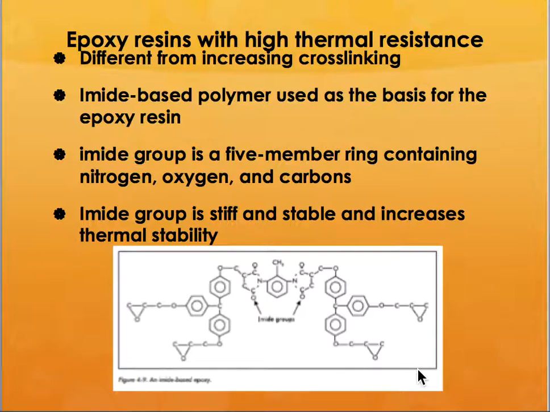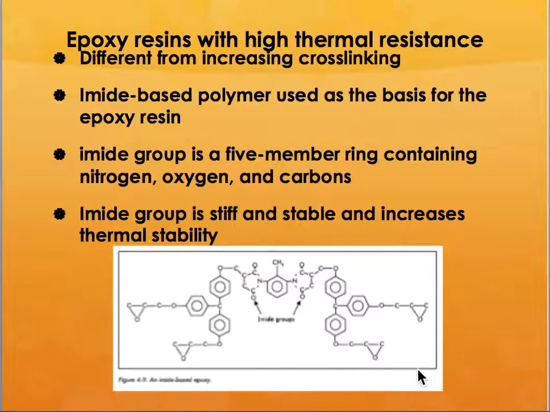There are also epoxy resins with high thermal resistance, and in this case there is an imide based polymer that is used as a basis for the epoxy resin. I realize that all these chemical terminologies are not going to be that evident to you, and it won't come naturally to you, but just know that there are epoxies and there are different kinds of epoxies and they have different kinds of properties. Straight chain has less properties compared to cyclical chains. Aliphatics have less properties compared to aromatic chains. So that's all you need to know.